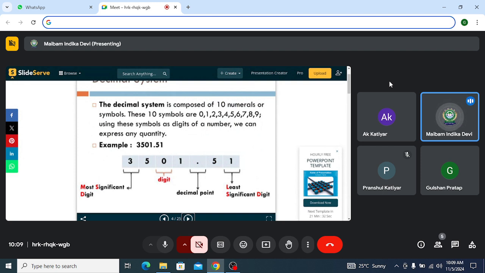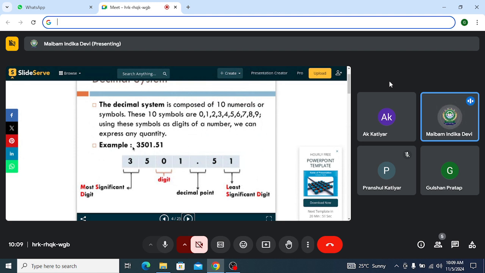For example, we have a number, let's say 3501.51. Here, each of these digits, 3, 5, 0, 1, 5, 1, is called a digit, and the dot is called a decimal point. Since the number is a decimal number, we call this point a decimal point. If this number represented an octal number, it would be called an octal point. Since the number here is of base 10, we call this dot a decimal point, and each of these is called a digit.